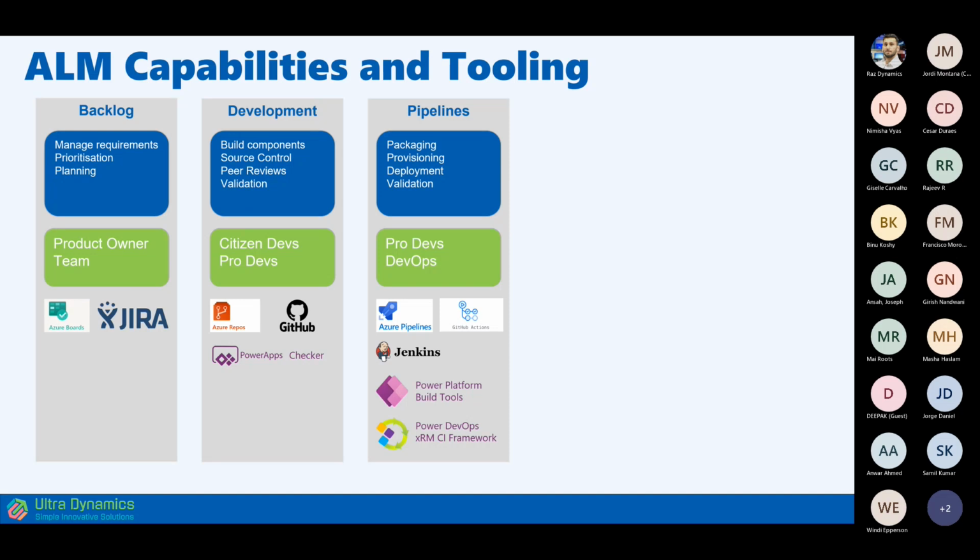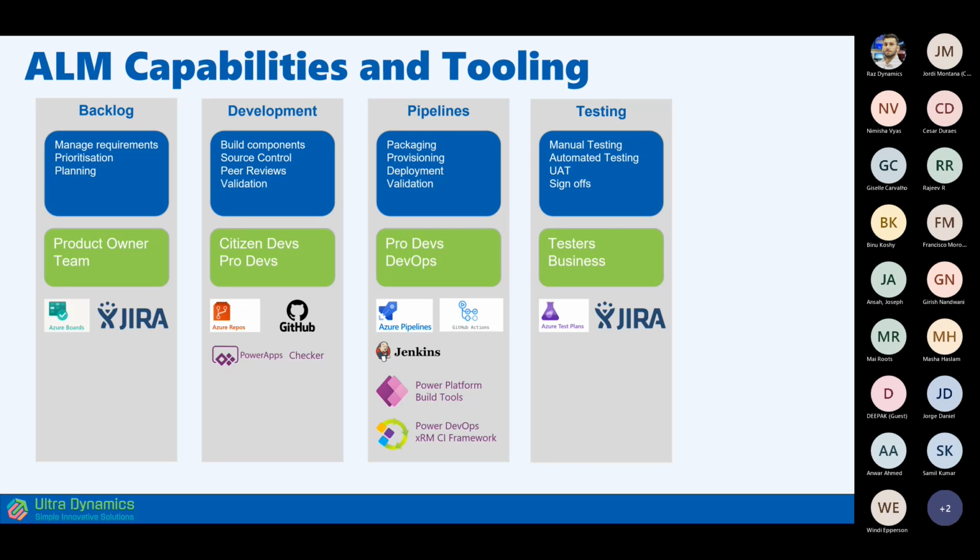So after we do the development, then we go into the pipelines. This is building, deploying things, executing tests, orchestration, all this kind of stuff. The tools that I typically use in here are things like Azure DevOps pipelines, GitHub Actions. Many organizations use Jenkins as well, or other CI/CD tools. And if you're using Azure DevOps, these can be combined with Azure DevOps extensions, such as Power Platform build tools, or other community tools like the XRM CI framework. And there are obviously some tools for GitHub Actions as well.